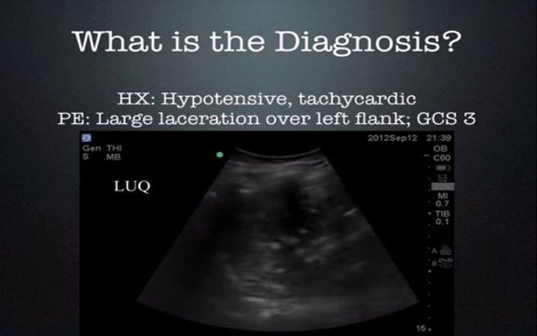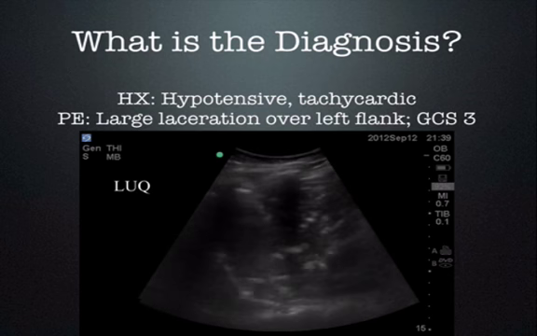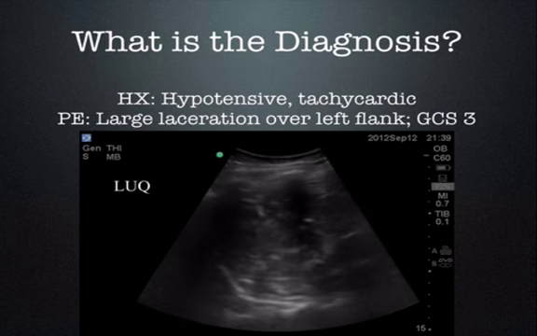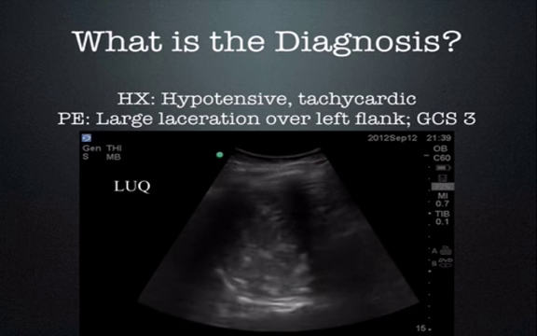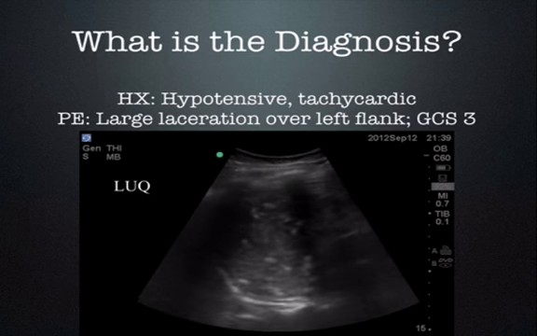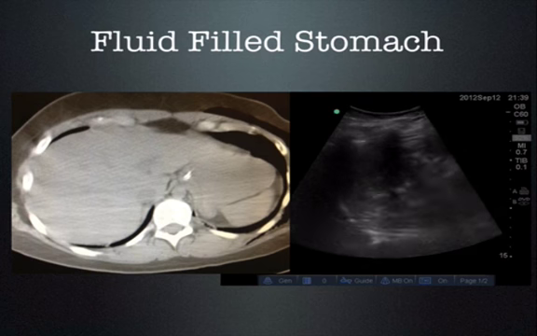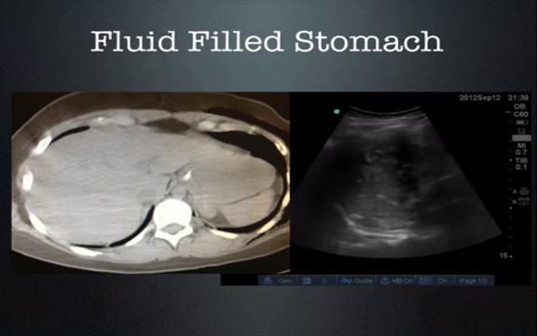What's the diagnosis here? This is the left upper quadrant. The patient is hypotensive and tachycardic. They've got a large laceration over their left flank and they're altered. Is this a positive FAST exam or not? Sometimes you'll run into things you're not sure exactly what it is. In this case, this is a fluid-filled stomach. When you did a CT scan, you can see the fluid in the stomach on the CT scan.